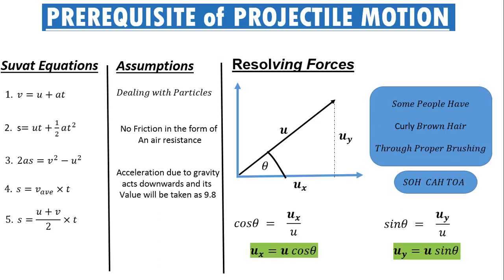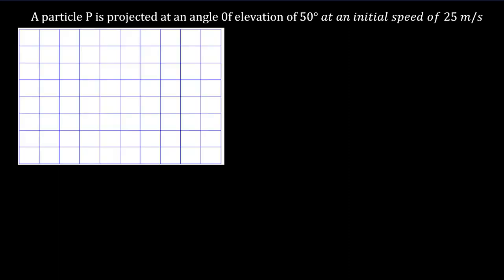So students, to better understand the mathematics of the projectile, let us consider a typical example. A particle P is projected at an angle of elevation of 50 degrees at an initial speed of 25 meters per second. The particle in our case is going to be a football. So let's say a footballer chips the ball in the air, and it goes like this.